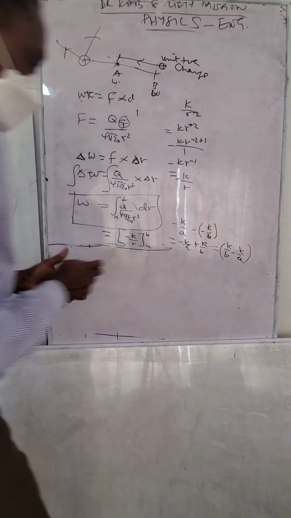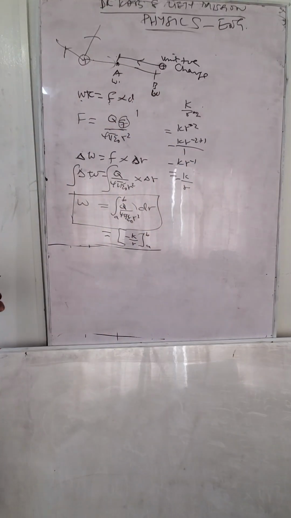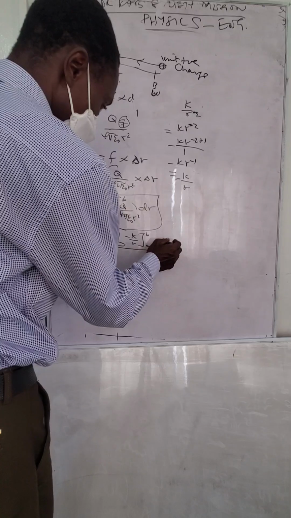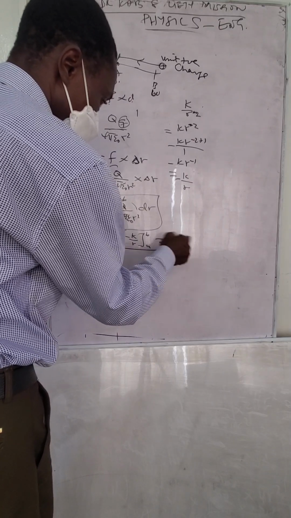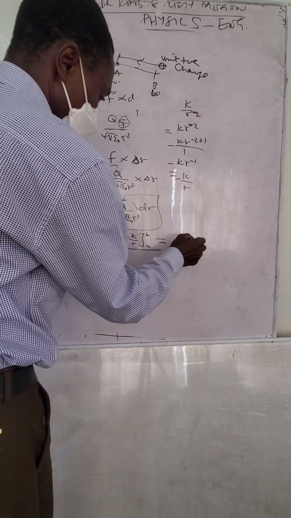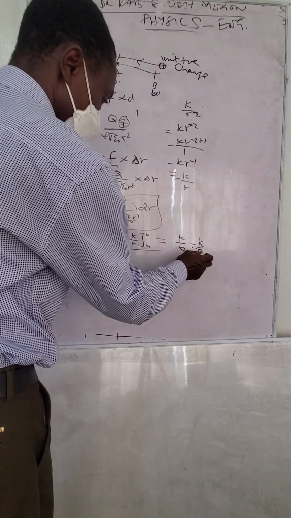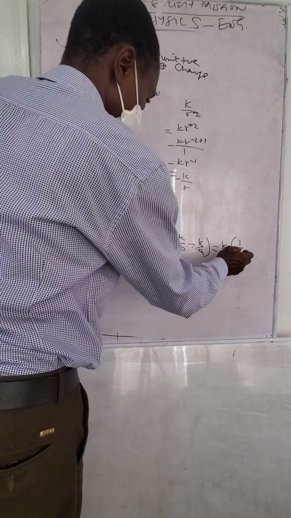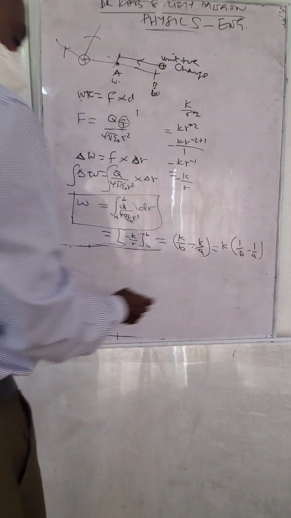So from here, the equation is going to be minus k over b, sorry, plus k over b and minus k over a, which is the same as k times 1 over b minus 1 over a, right?